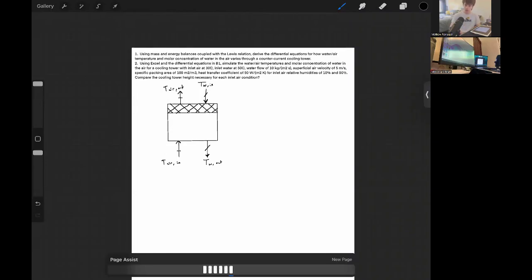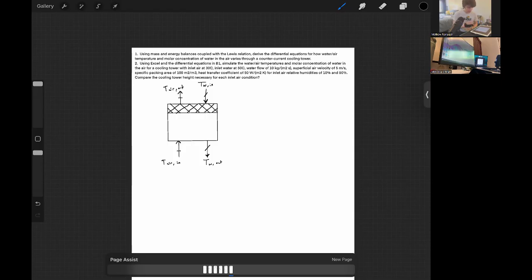In this video, we're going to be looking at the energy and mass balance of a cooling tower. We're going to see, using differential equations, how the water and air temperature change throughout our column, and how the concentration of the water in the air changes throughout our counter current cooling tower.